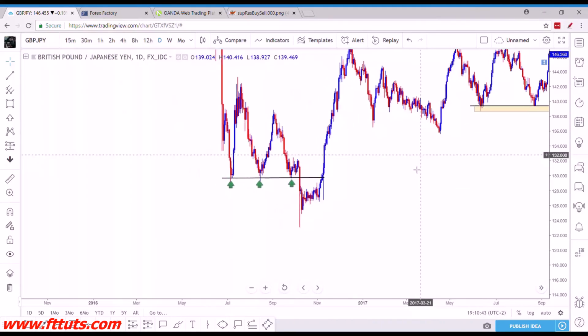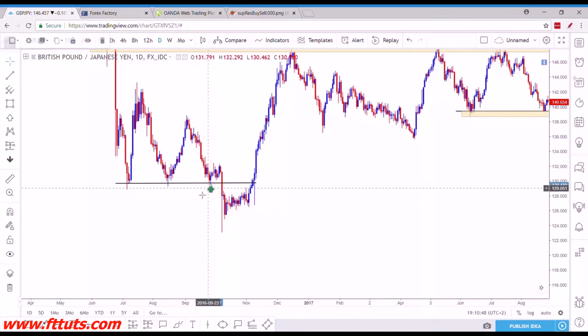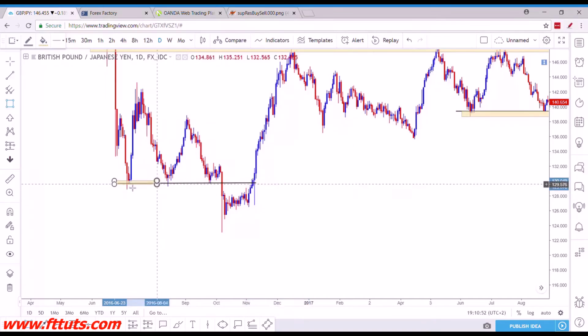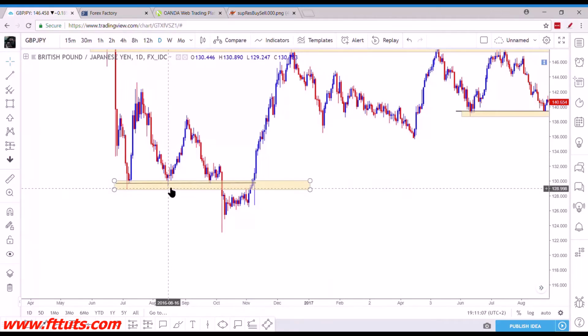So same for here, we're going to use a zone. We can see here I took the bottom of the candle and then took the wick. It's the wick that has the most importance, the area where price moves. So we can see now that there was support here, here, and actually some resistance.